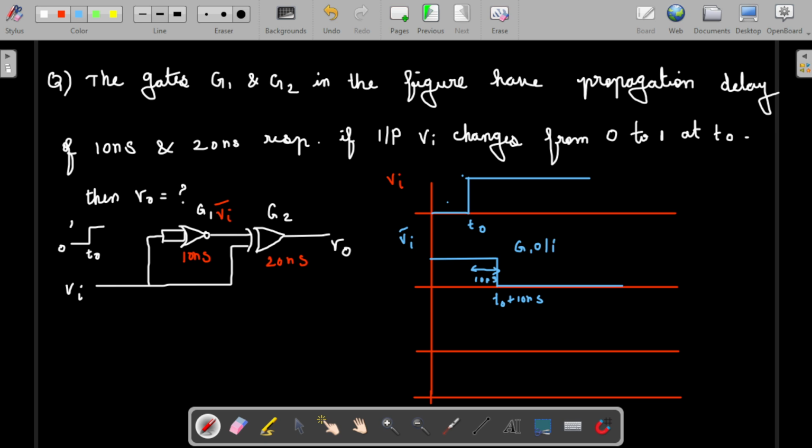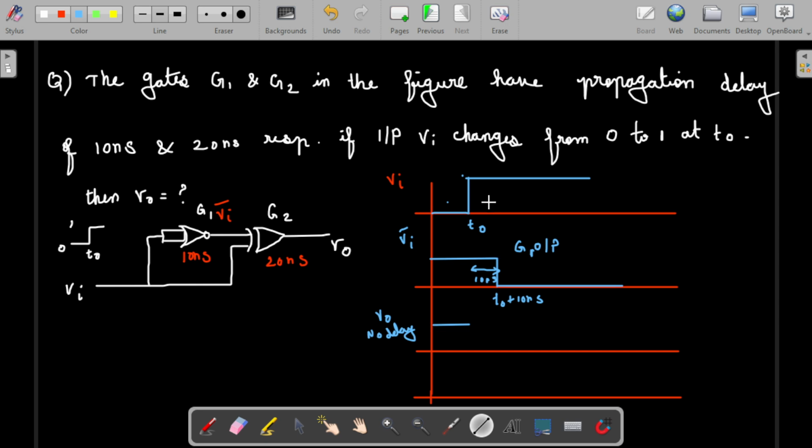G2 is just an XOR of both things. We know that when the two inputs are opposite bits, the output will be 1. Up to this t naught, the output will be 1. So I'm drawing the exact V naught, which is V naught without delay, no delay. Here it is 0 and 1, so the output will be 1, up to this level the output will be 1.